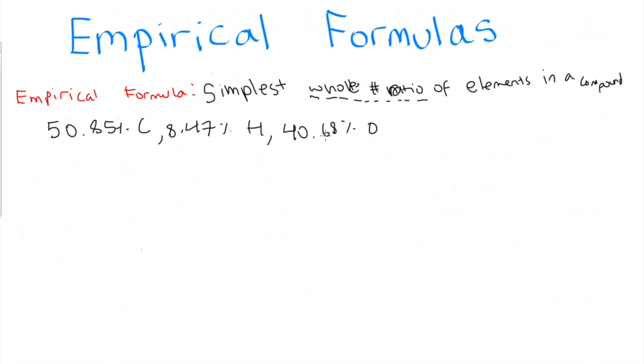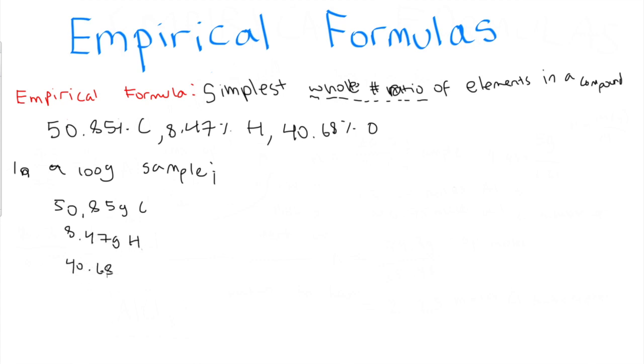So again, we can just use these percentages as gram units. So we can say that in a 100 gram sample, we're going to have 50.85 grams carbon, 8.47 grams hydrogen, and 40.68 grams oxygen.